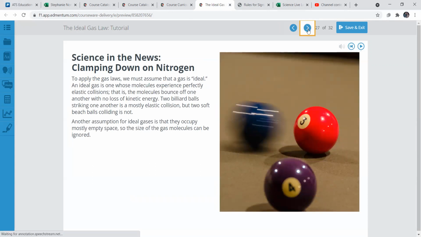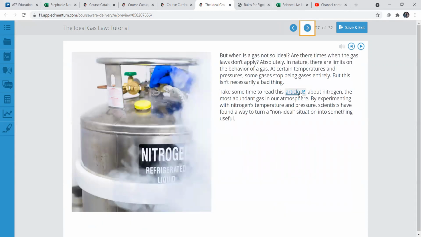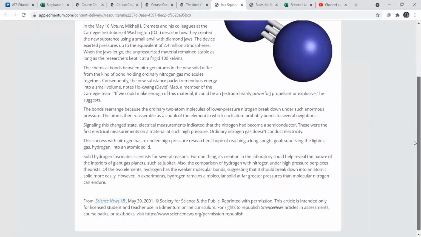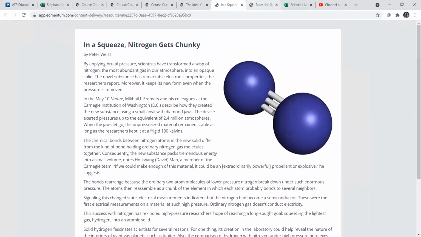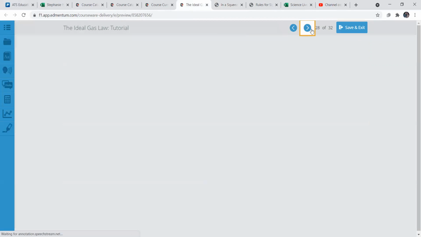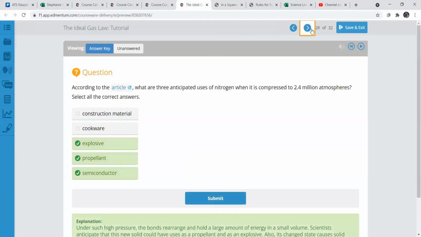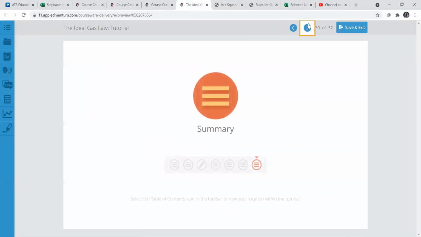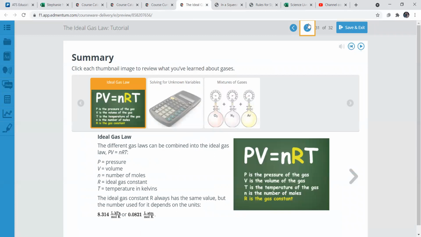Okay, we'll go over to here. Here we have another article. We'll let you read the article on your own. It talks a little bit about hydrogen and nitrogen here. We'll go to the next slide and the questions. Once you read the article, you should have most of the answers from that. Hopefully that clears up the ideal gas law just a little bit.